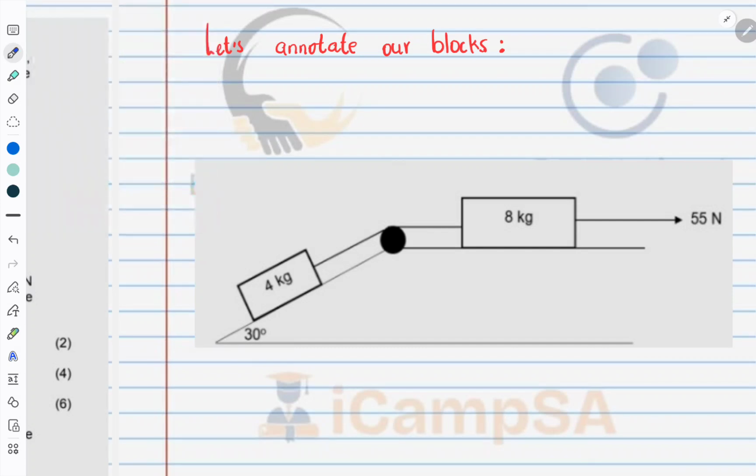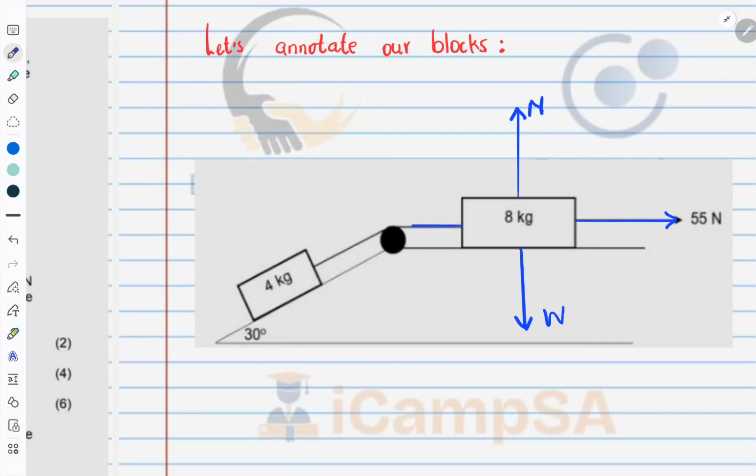Let's start with the 8 kilogram block. We know that the normal force is always perpendicular to the surface, so it will go straight up like that in this case, right? Some people write it as Fn, still the same thing, and then it will have a weight going down like this, right? And then you have this force of 55 being applied. I won't draw it. Okay, you can draw it, but there's no need because it's already there, right?